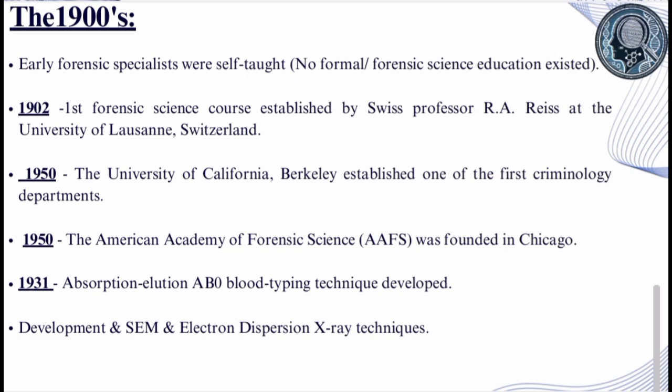In the year 1950, the University of California at Berkeley established one of the first academic departments of criminology, and the American Academy of Forensic Sciences was founded in Chicago. The comparison microscope was used for bullet comparison. And in the year 1931, the ABO blood typing technique was started.